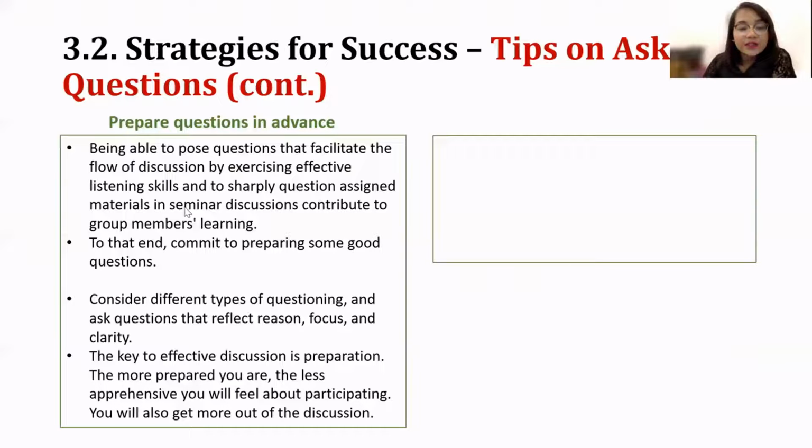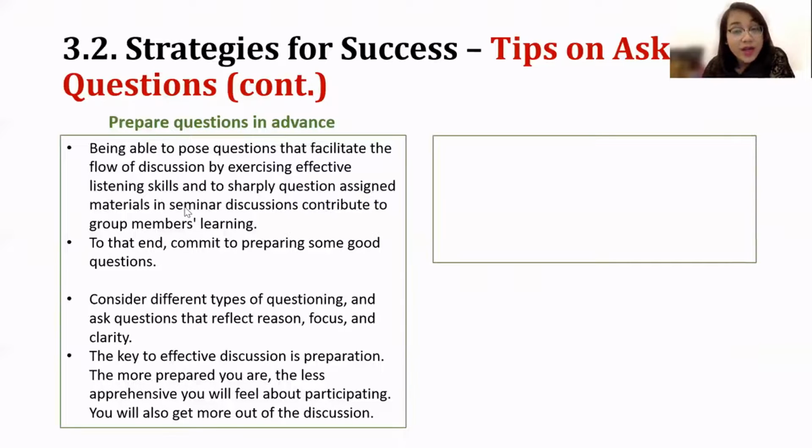The key to effective discussion is preparation. The more prepared you are, the less apprehensive you will feel about participating. You will also get more out of the discussion. So if you know that you will have an academic discussion coming up and you know the topic, you can prepare yourself first. You can read more articles, journals, or books related to the topic of the discussion so that you have more background knowledge, right?